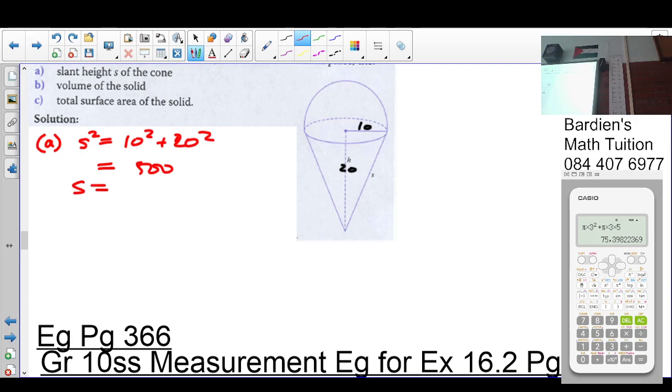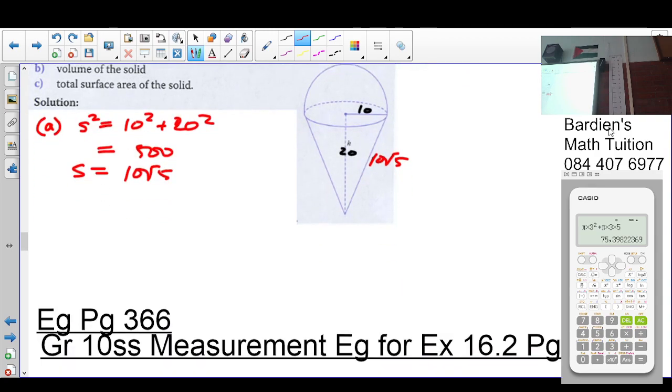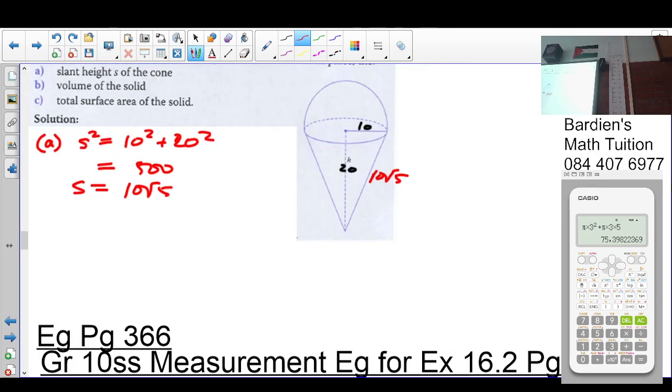That is 500, and the square root thereof is going to give you 10 root 5. Did I say to how many decimal places? Correct to one decimal place, which is 22.4 millimeters.